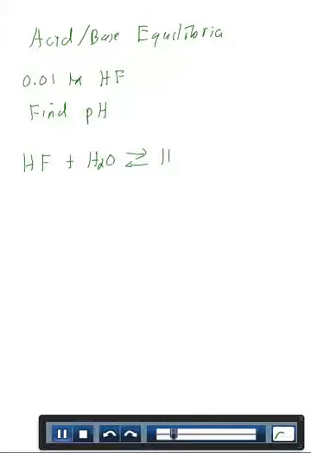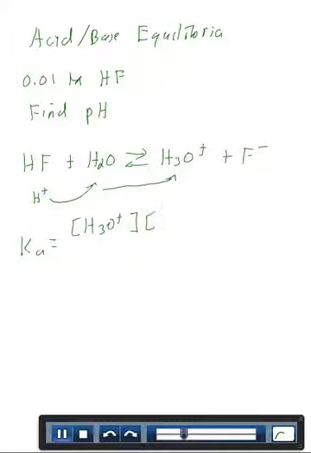it will react to produce H3O+ and its conjugate base. So HF is an acid, it's a proton donor. It donates a proton to water, which then in turn produces the H3O+ ion and the resultant F- ion. We can write the equilibrium expression in terms of Ka, leaving the concentration of water out now.